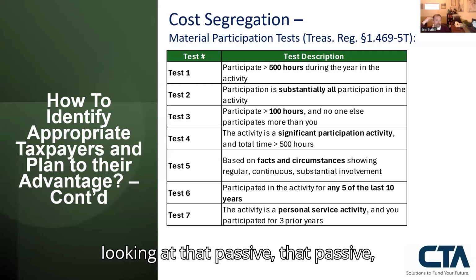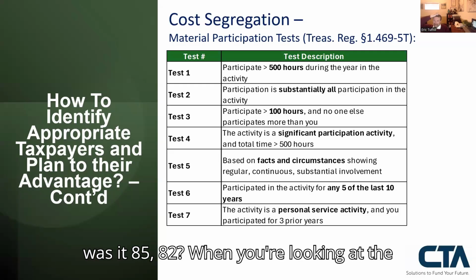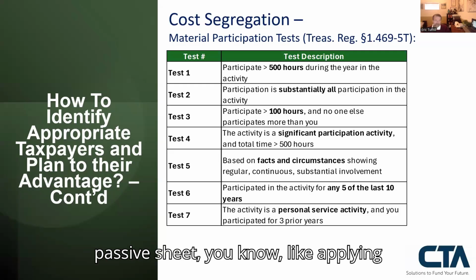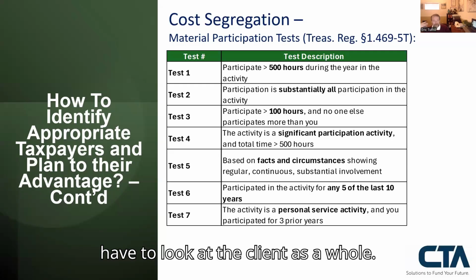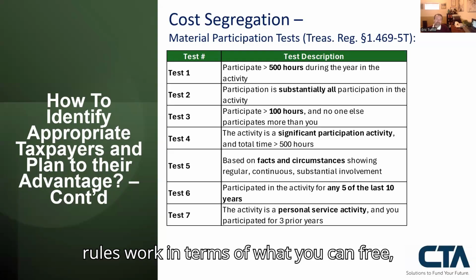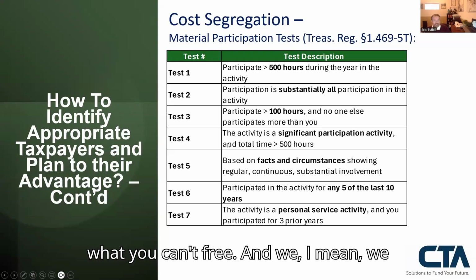There's a little bit to that, and it really just boils down to when you're looking at that passive sheet, Form 8582, applying that, you have to look at the client as a whole. You have to understand how the passive rules work in terms of what you can free, what you can't free.